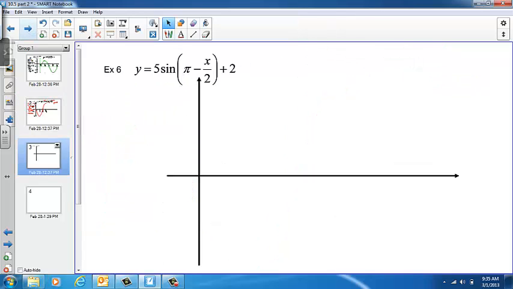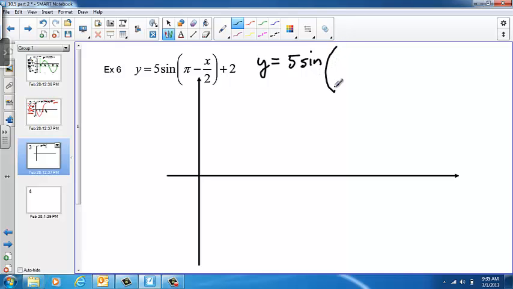Let's try one more. A lot going on here. Y equals 5 sine of pi minus x over 2 plus 2. Right there, that looks different, doesn't it? So let's rewrite it this way. As y equals 5 sine, and I'm going to do two things at once. We normally see the x term first, so I'm going to use a little bit of algebra to rewrite it this way, and I'm also going to factor out a negative 1/2.